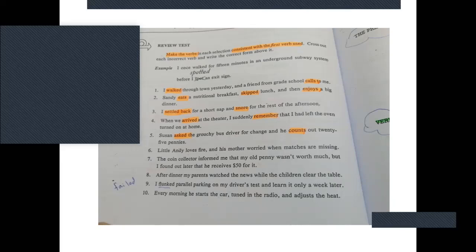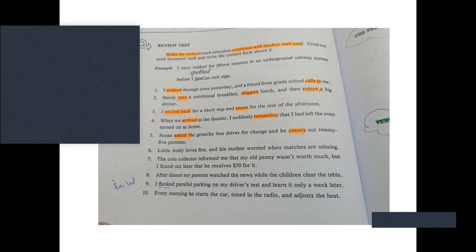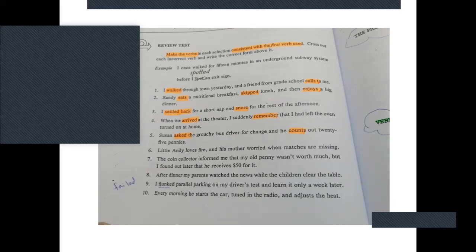Little Andy loves fire, and his mother worried about when matches are missing. Yes. So it's talking about facts. Little Andy loves fire. So we have to change worried into worries. Excellent. That's it. So we change the verb worried into worries, to make it simple present tense. Thank you so much, darling. Yara?